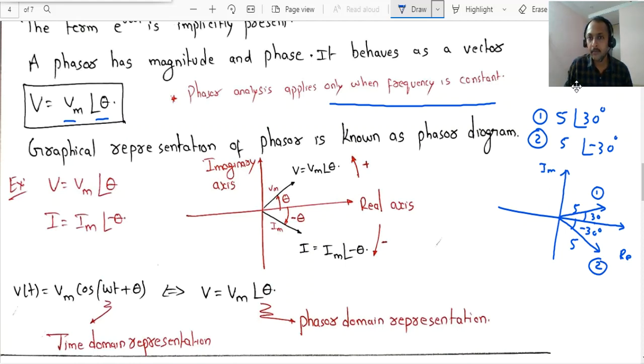I repeat again, dear students, magnitude wise not a problem, 5, you will draw a line of length 5 units. Angle, observe the angle whether it is plus 30 or minus 30 or some other angle. If it is plus, you please rotate in the anti-clockwise direction. Positive. This is very important. If it is negative, please rotate in the clockwise direction. Then easily we can draw the phasor diagram. That is what we have done here.